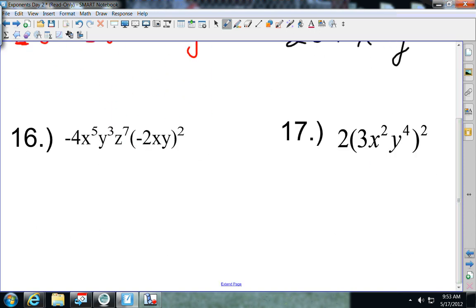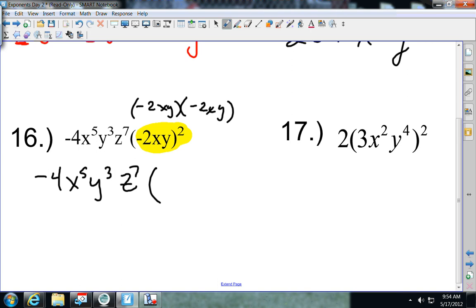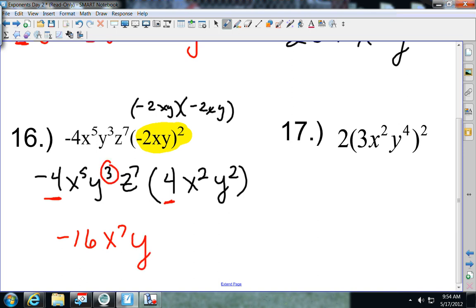The next one down here, the first thing you want to do is the exponent, the power right here. So I'm going to rewrite the first part. This is negative 2xy times negative 2xy. That's going to give you a positive 4 x to the second power, y to the second power. Now from here, multiply your coefficients, negative 16, and add your exponents. X to the 7th, y to the, 3 plus 2, y to the 5th, z to the 7th.